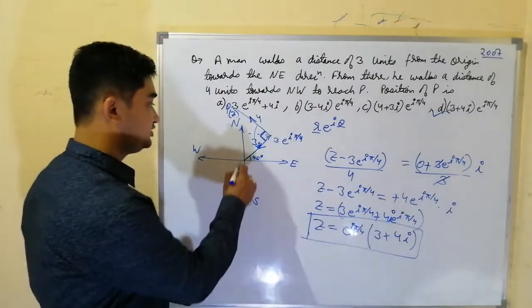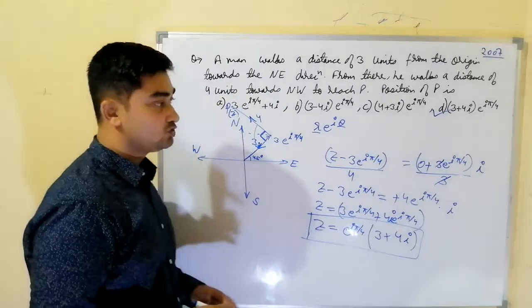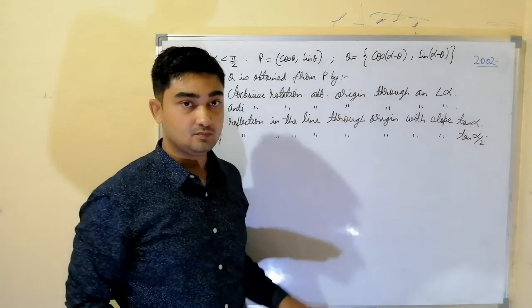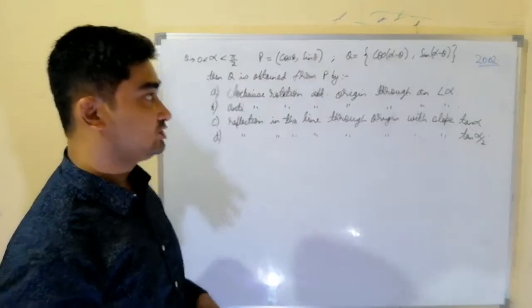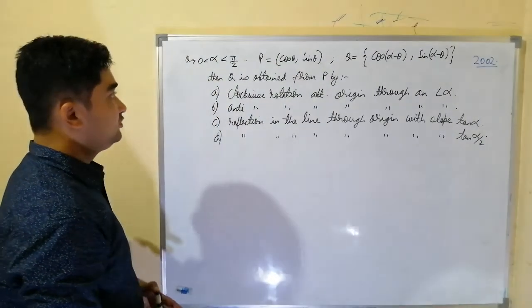Always it is final minus initial everywhere. Now we'll move to the next problem. Now next problem is from IIT 2002. In this problem, what is given to us?